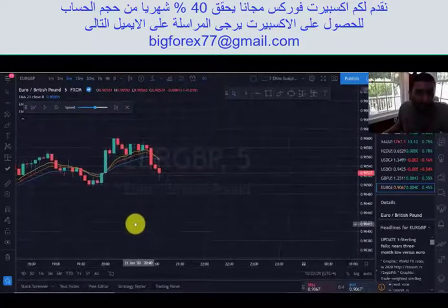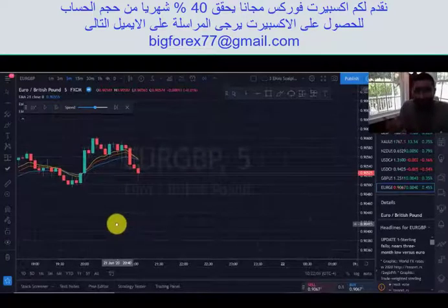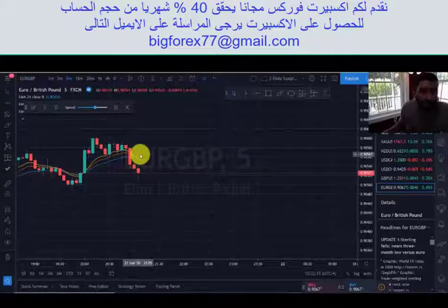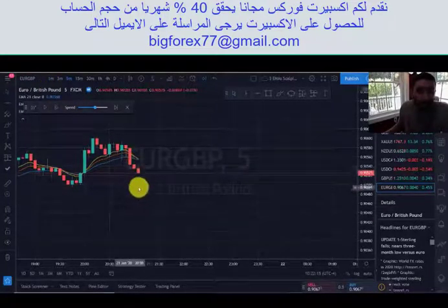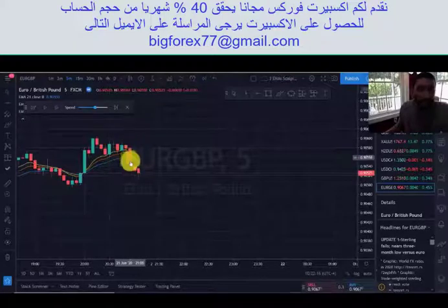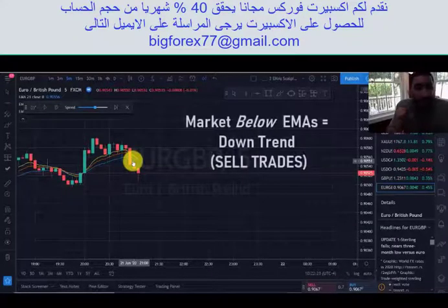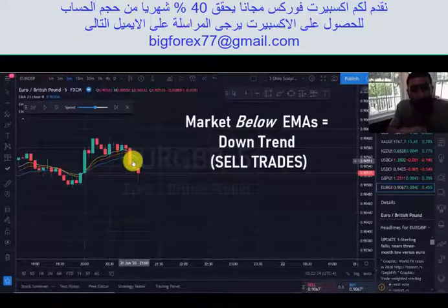Okay, guys, so as you can see, we're going to pretend that we're entering the market now for Euro GBP. We just open up our chart, and this is what we're seeing in terms of activity for the Euro GBP in the 5-minute time frame. So the market, as you can see, is below the exponential moving averages, so this is an indication that we are in a seller's market. Okay, guys, very important that you understand, if the market is below the EMAs, we're in a seller's market. If you're in a seller's market, you're looking for sell trades.